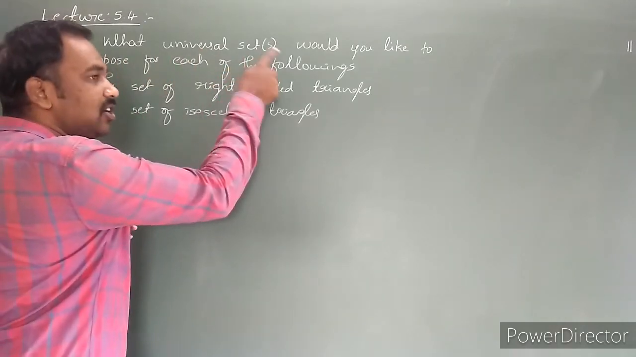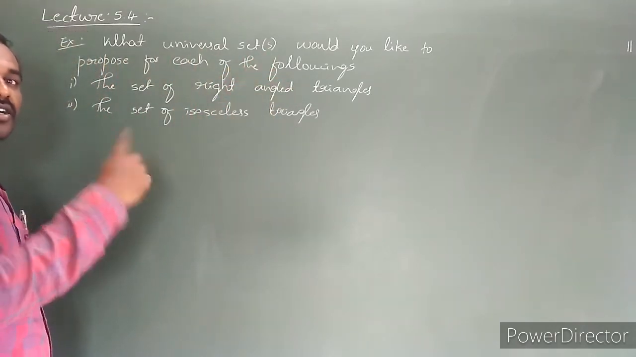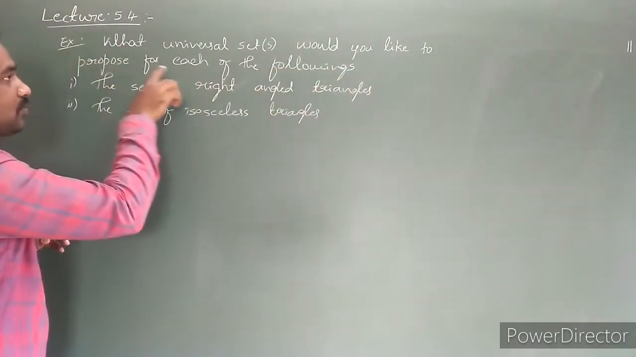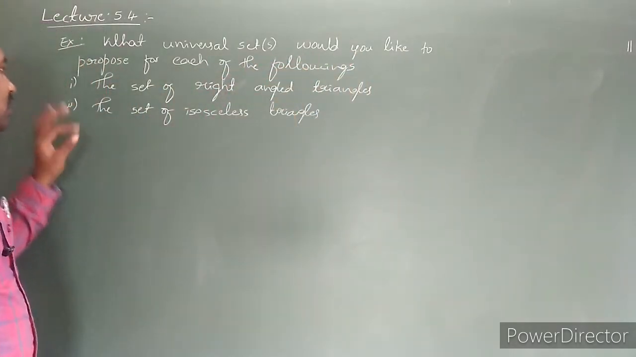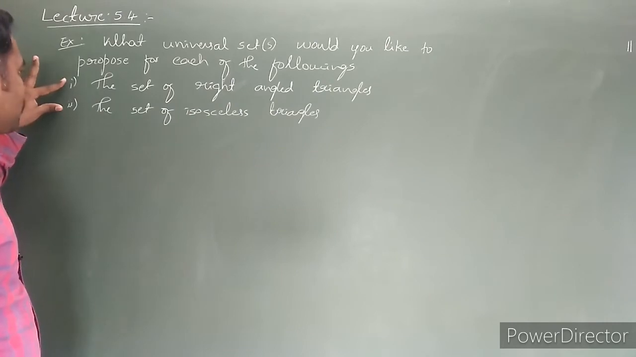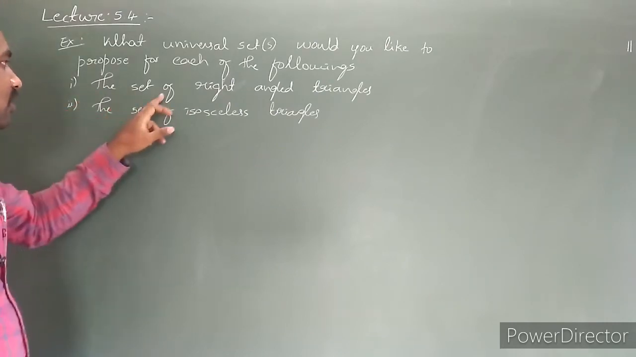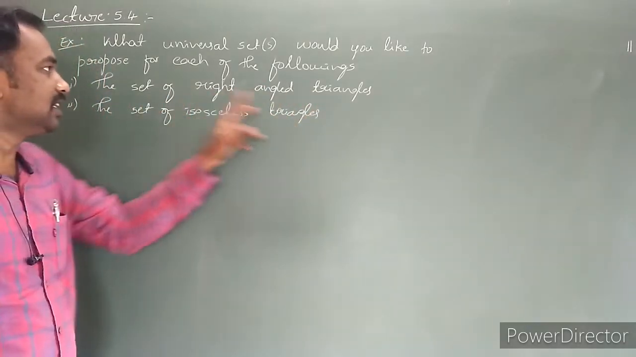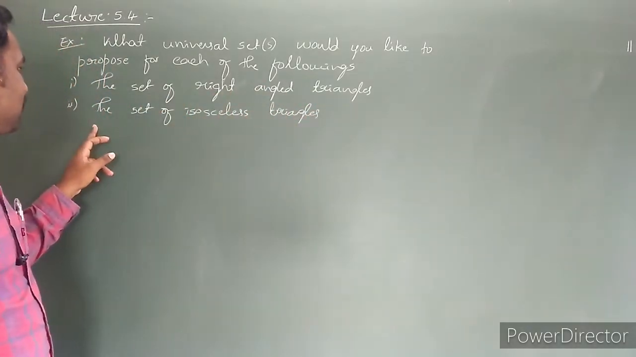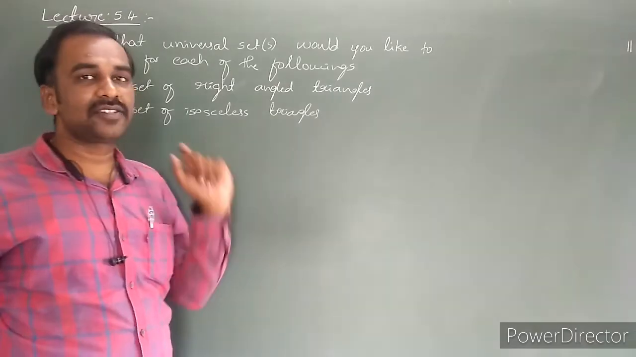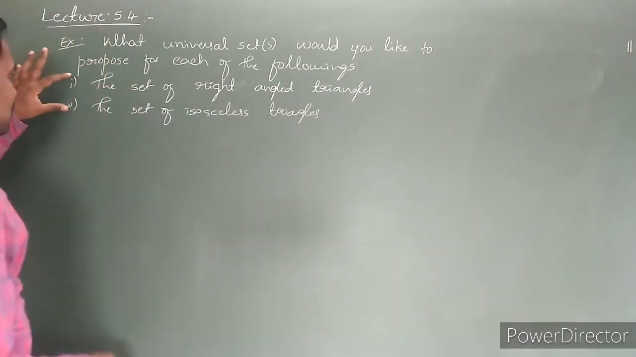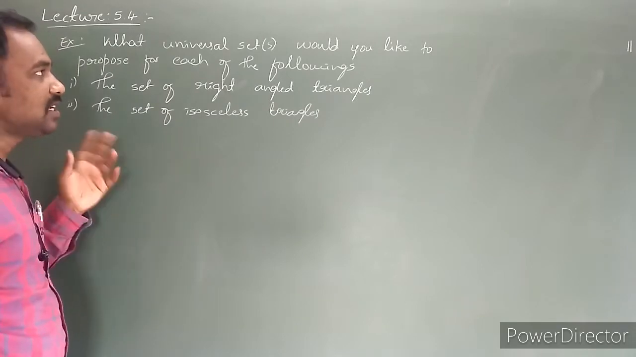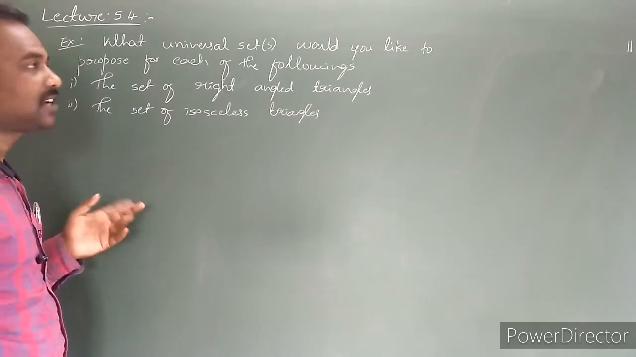What universal set or sets? Only a single set or more than one set. Set or sets would you like to propose for each of the following? In the following, two sets are given. The first set is the set of all the right angled triangles, and the second one is the set of all the isosceles triangles. For these two sets, which universal set would you like to propose?